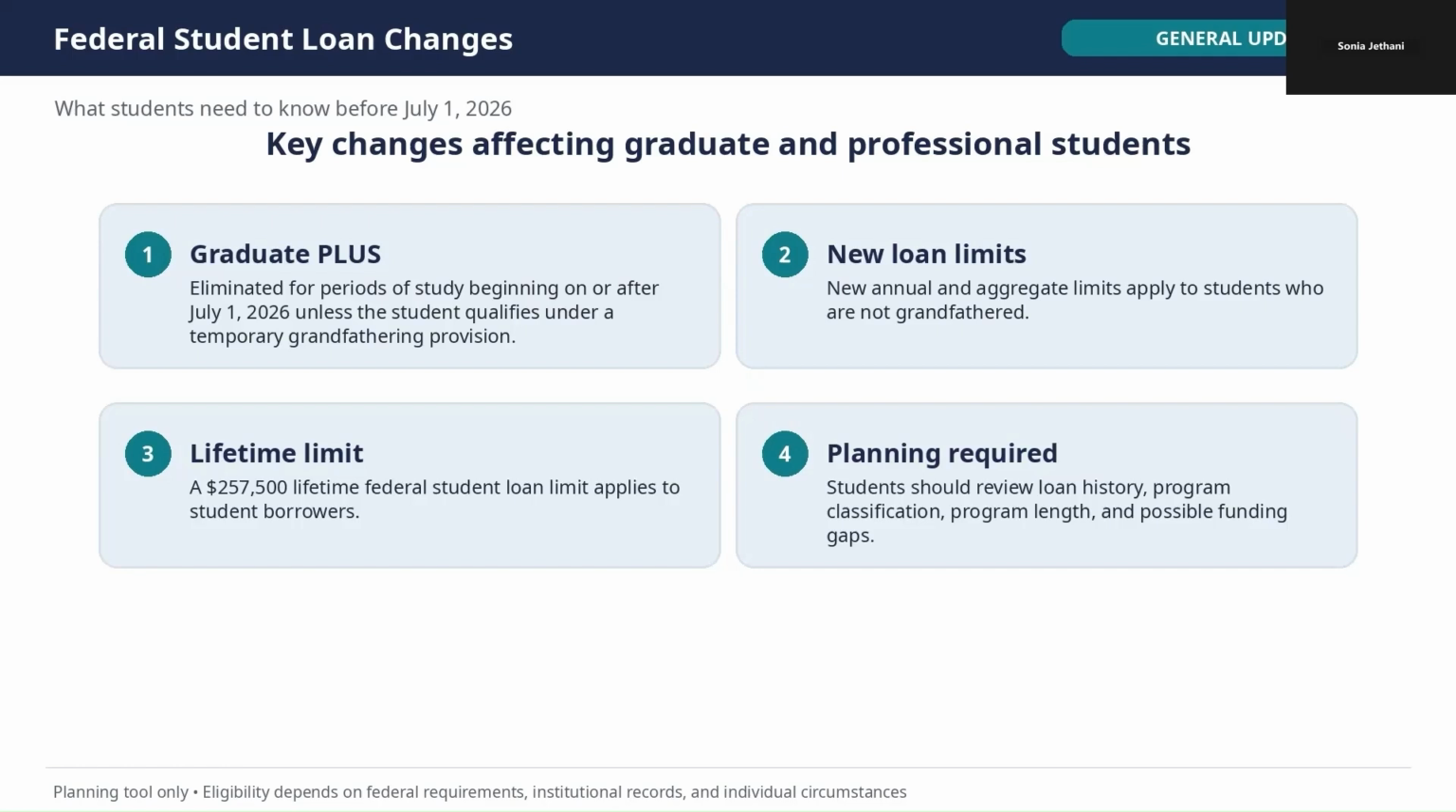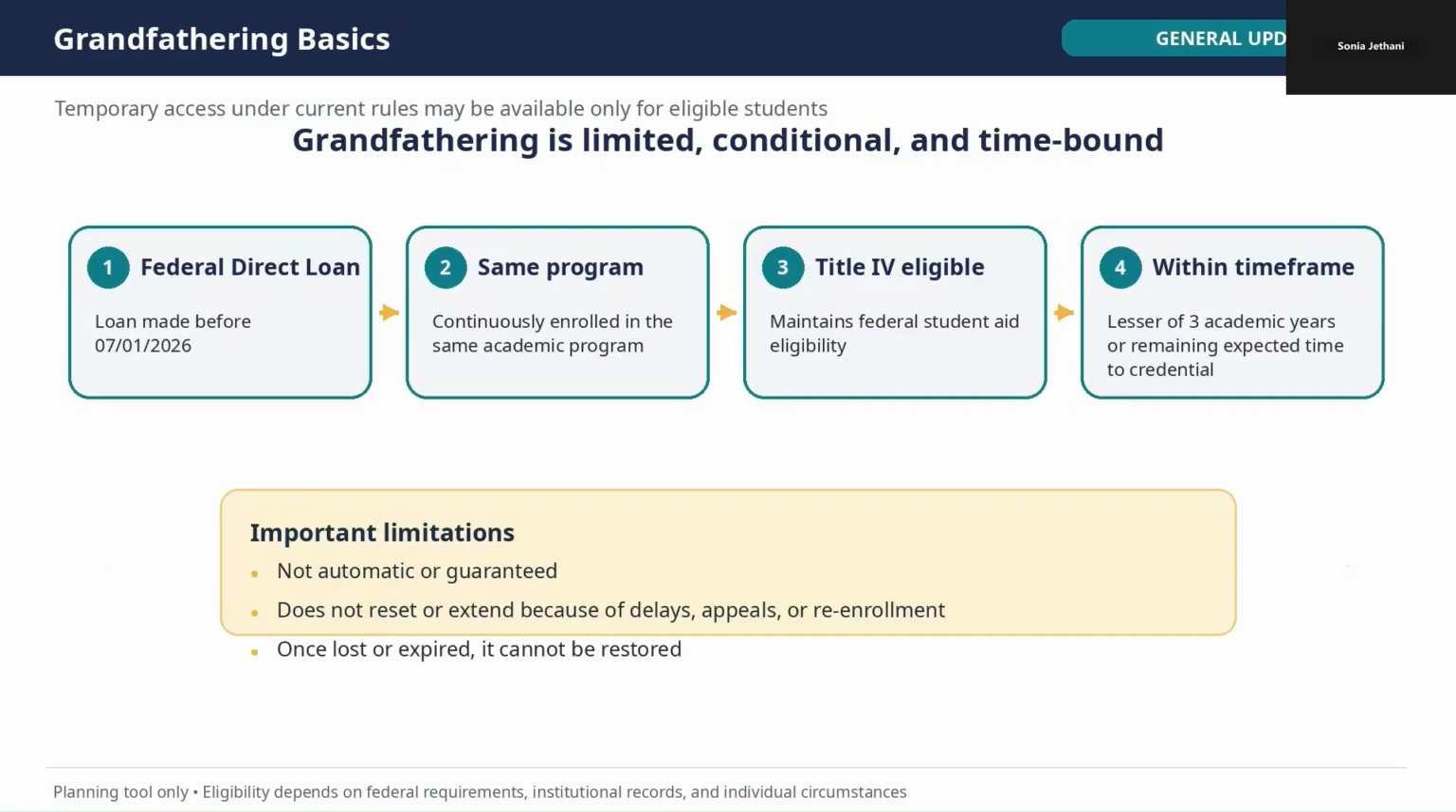Grandfathering basics. Grandfathering is a temporary federal transition provision. In general, a student may be considered for grandfathering if the student had a federal Direct Loan made before July 1st, 2026, was enrolled in the same academic program, remains continuously enrolled in that same program, maintains federal student aid eligibility, and is able to complete within that applicable grandfathering timeframe. That timeframe is limited to the lesser of 3 academic years or the student's remaining expected time to credential.